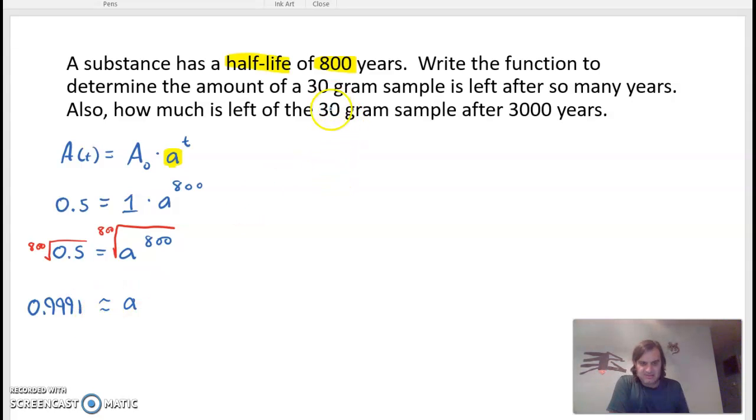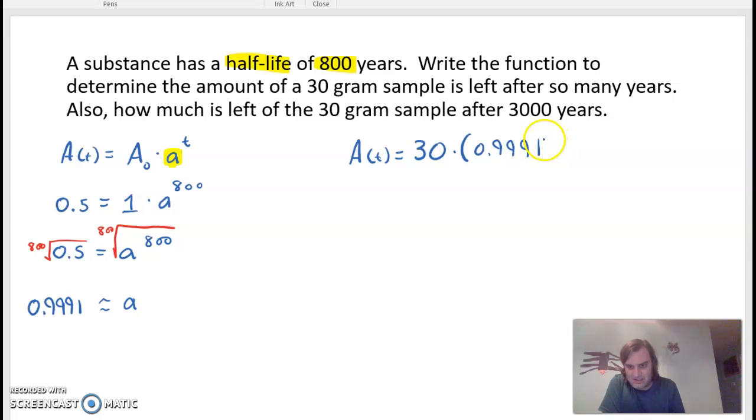Okay. So what I'm going to do is write this function with that a now. So I'm going to use A of t equals the 30 grams that I start with times this rate, 0.9991 raised to the t. So that is the function that will let me calculate how much of this substance will be left after t years. The other part of the question is what happens after 3,000 years. So let's work on that.